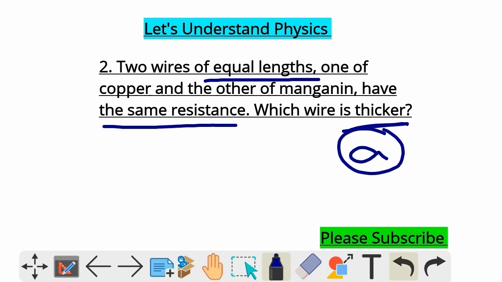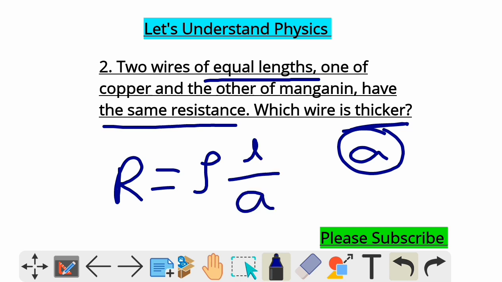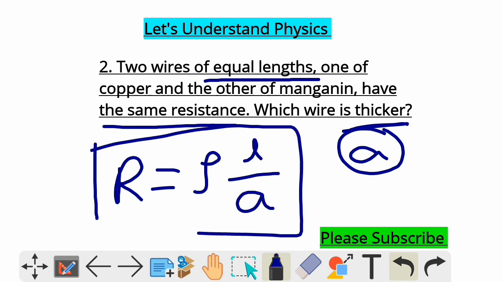So what is the formula we have with respect to length and area? The resistance formula, R is equal to rho L by A, isn't it? So this is the formula we have. Now here two different wires are there. Let us take, one is copper and the other is manganin, they have told. So for the resistance of copper, I will write RC, and for manganin RM, but both of them are the same, so we can take it as R itself. Understood? So let's write like that.